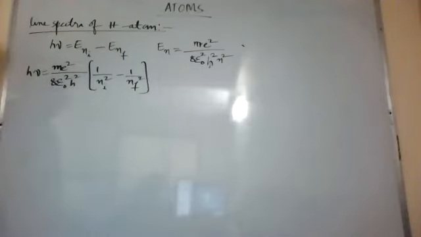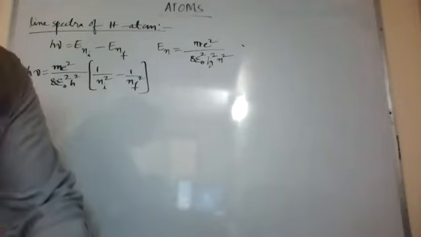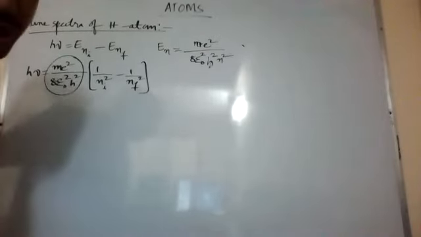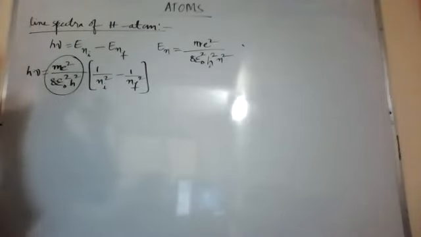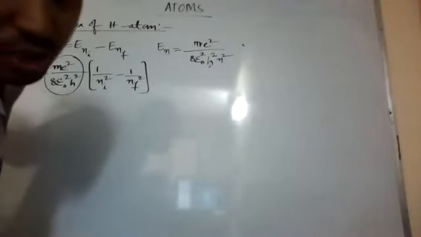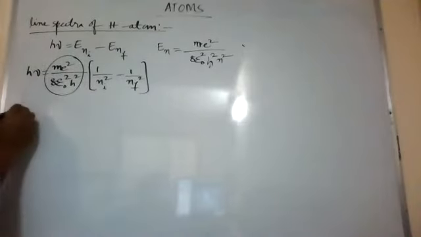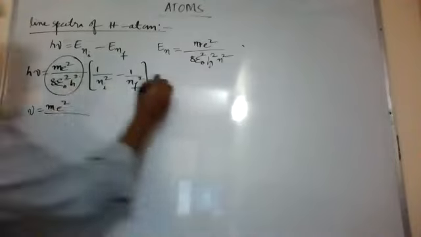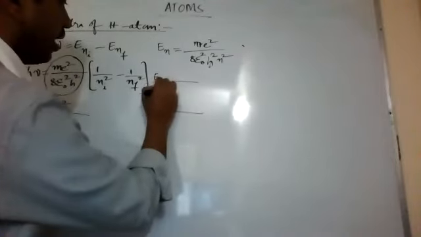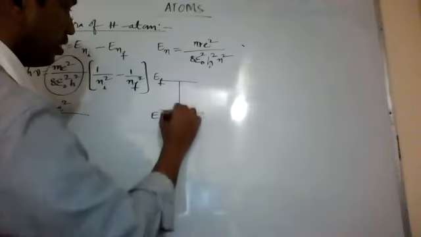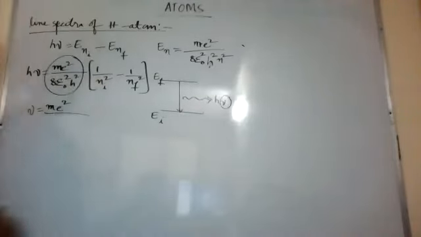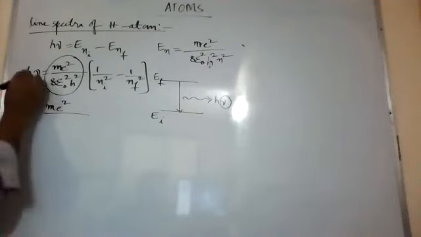Just substitute that, and you get this formula. This whole thing is written as R. So h will become h cube. If you bring it down, nu is equal to m e to the fourth by something. What is the frequency of the radiation? When an electron is jumping from a higher level to a lower level, it is releasing energy in the form of light. That is h nu. We need to find out the frequency of the radiation, so just cross multiply this.